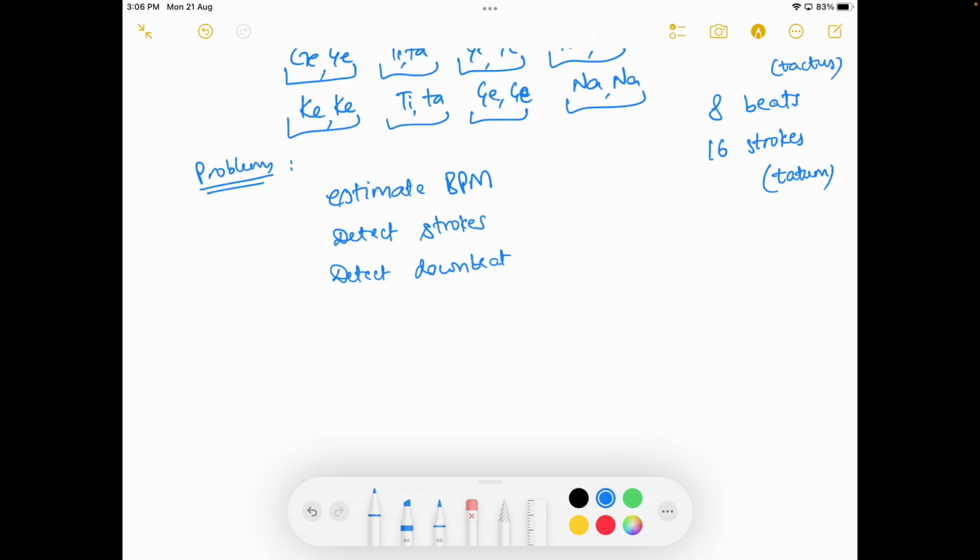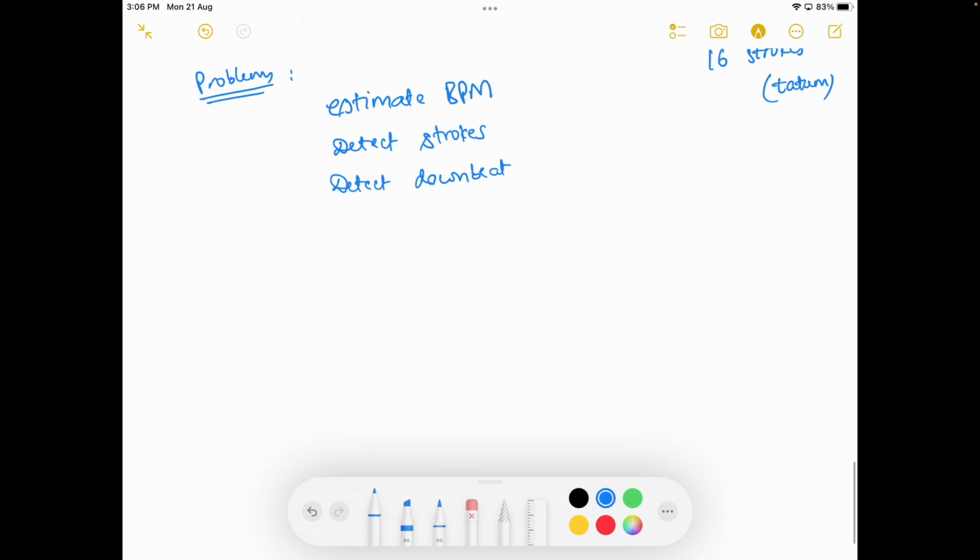Now we will do some exercise. What was that example you gave? Dha, din, dha. This is the normal beat. So now we'll just change the timings, with the same strokes.